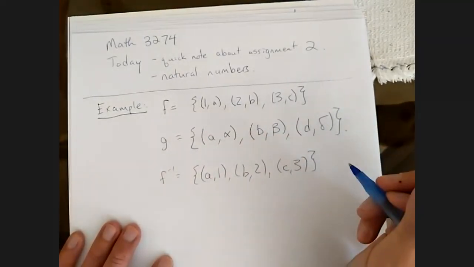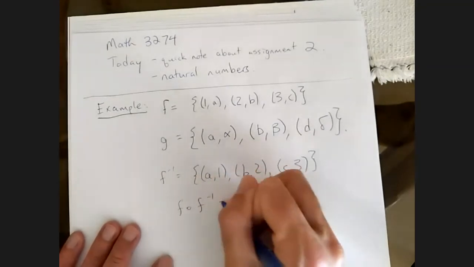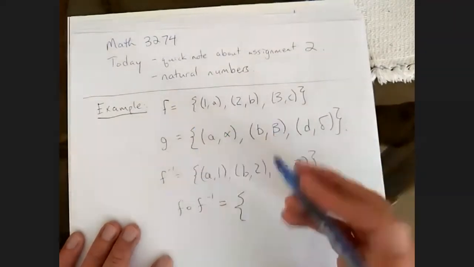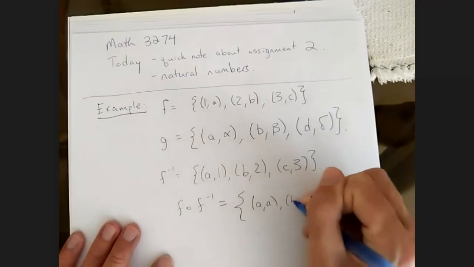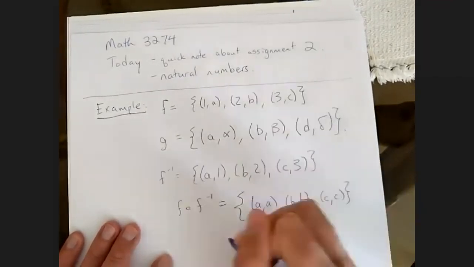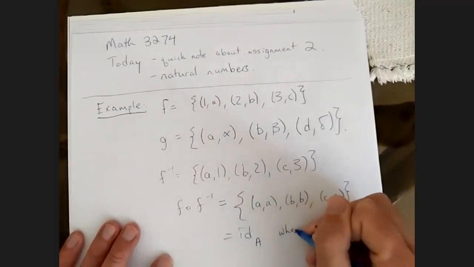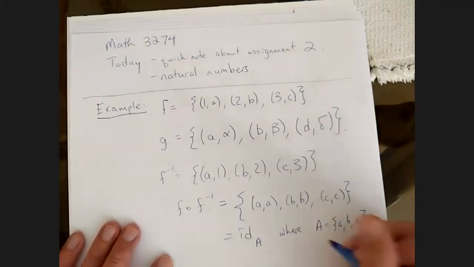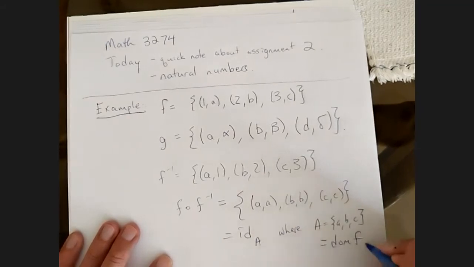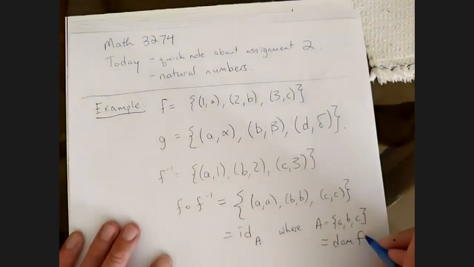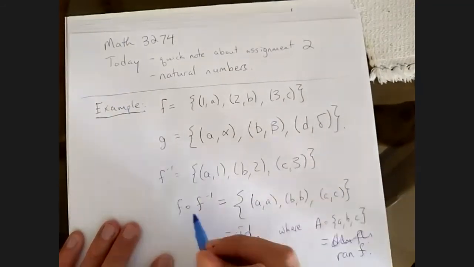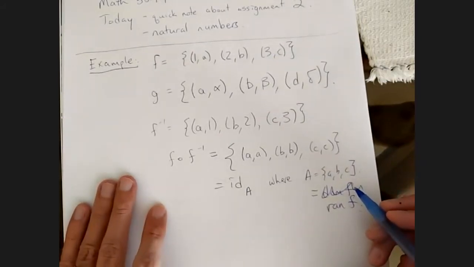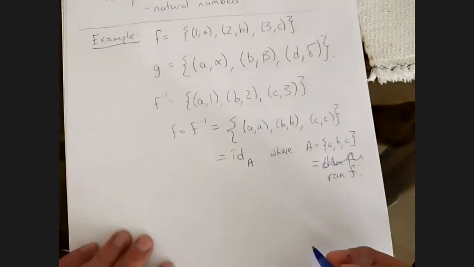Notice if I compose f with f inverse, that is a function. f inverse sends A to 1, and then f sends 1 back to A. So that is a function AA, BB, CC. That's the identity on the set A where A equals ABC, which you can also write as the domain of f. So f of f inverse is the identity on the range of f. Similarly, f inverse of f is the identity on the domain of f. Just as an example.